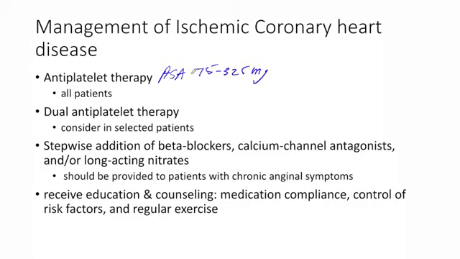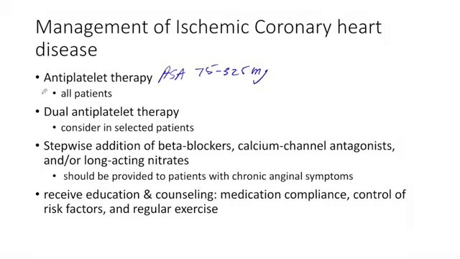But basically, if there's a diagnosis of ischemic coronary heart disease, then they should be on antiplatelet medicine. Some may be on dual antiplatelet, all depends what the pathology is. And then it's a stepwise addition of beta blockers, calcium channel blockers, and long-acting nitrates. We already talked about beta blockers and calcium channel blockers, so tonight we're going to just look at long-acting and short-acting nitrates, because that's the class that we haven't covered yet.